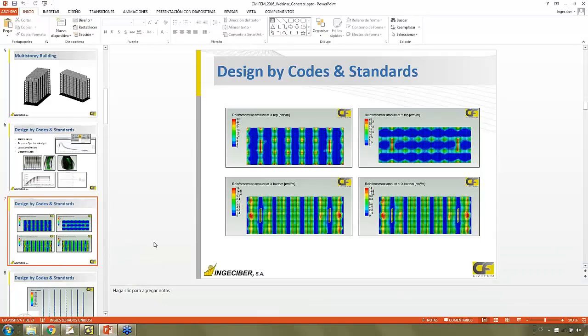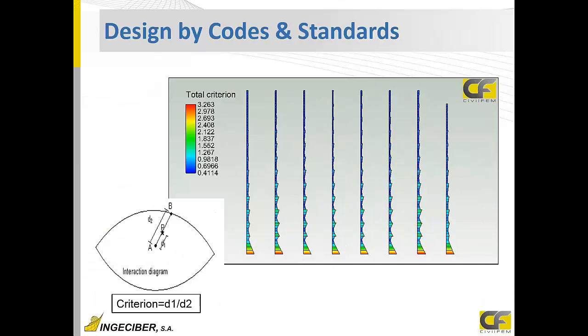Before going to that part, as Ronald said, the total criterion that we are plotting is the ratio between the distance from the center of the interaction diagram to the action we have, the distance D1, and the ultimate capacity of the section. So the ratio between D1 and D2 is the safety factor. If that is less than 1, the section is okay because the action is inside the interaction diagram. If the point is outside, this is greater than 1, and the section is not okay.